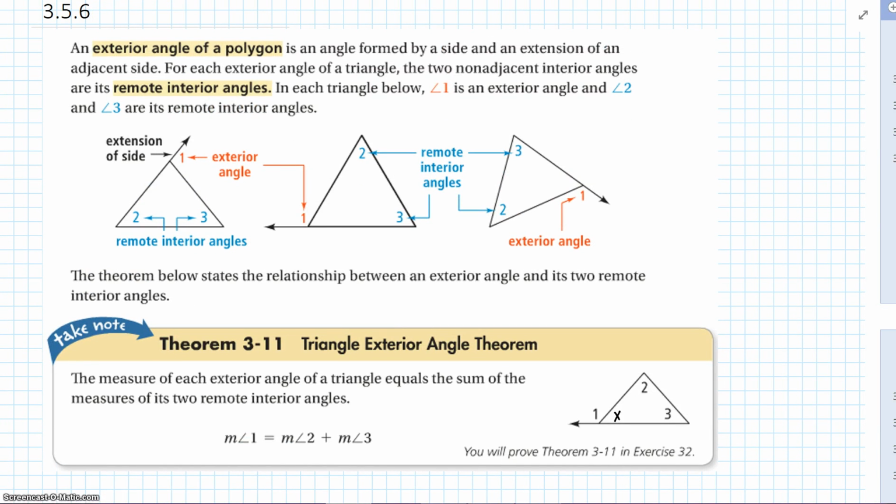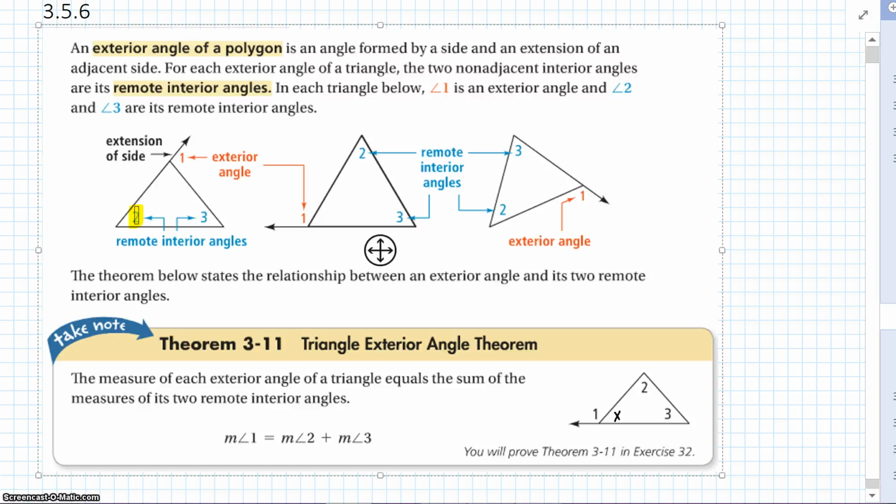So let's look at what we can prove from there. An exterior angle of a polygon is an angle formed by the side and the extension of an adjacent side. Okay, that sounds kind of confusing, but just hold on. For each exterior angle of the triangle, the two non-adjacent angles are its remote interior angles. In each triangle below, angle 1 is an exterior angle, and 2 and 3 are the remote interior angles. So what we're going to find out here is the remote interior angles always sum to the exterior angle. We'll prove that in just a second.